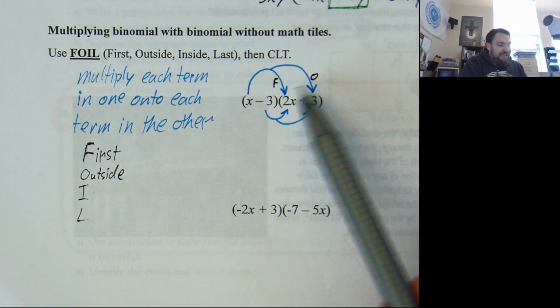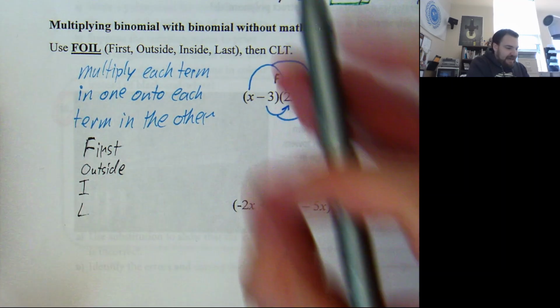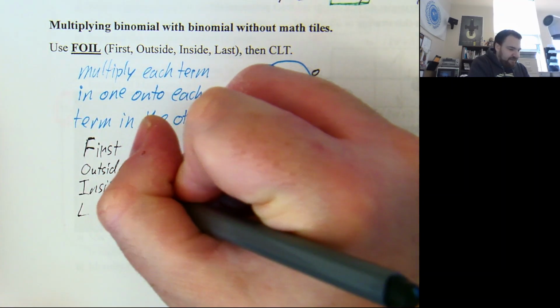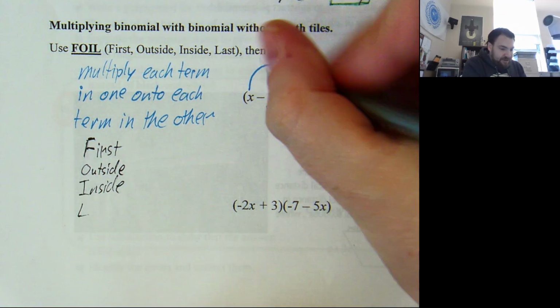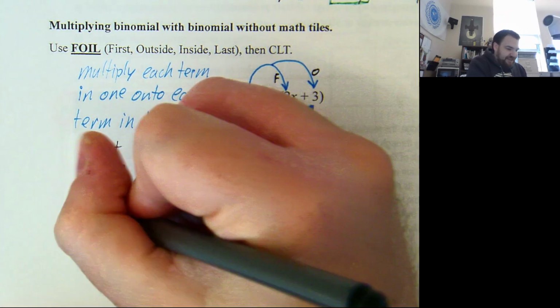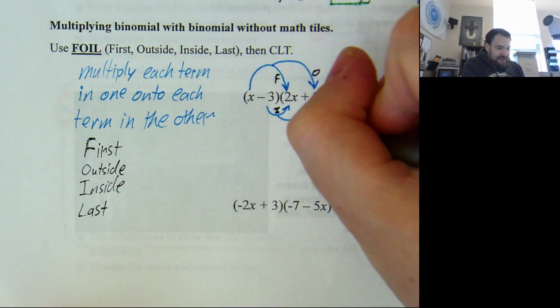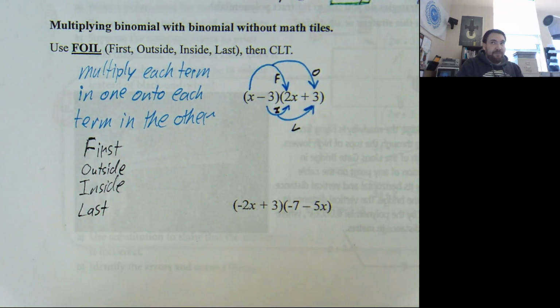O stands for outside. It's the outer two terms, the x times the positive 3. I stands for inside. It's the inner two terms, the negative 3 by the 2x. There's the I. And L stands for last. It's the last term in the first polynomial by the last term in the second polynomial.